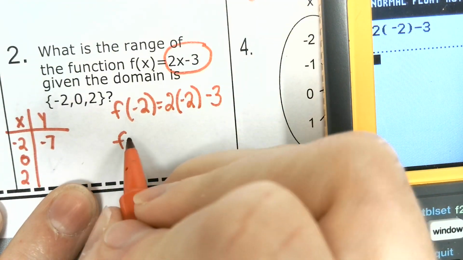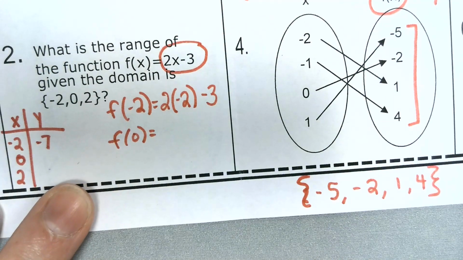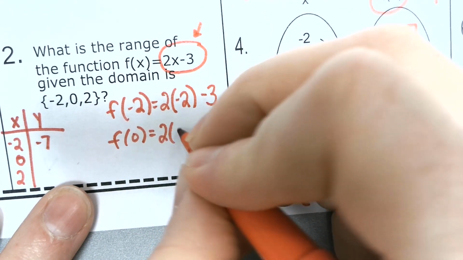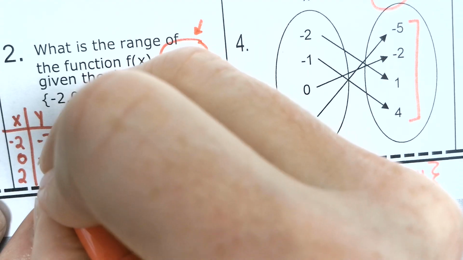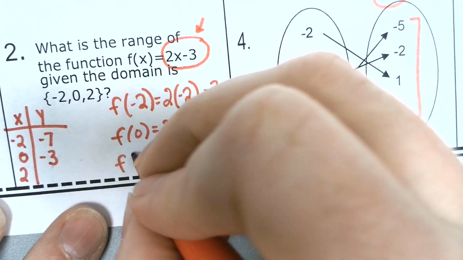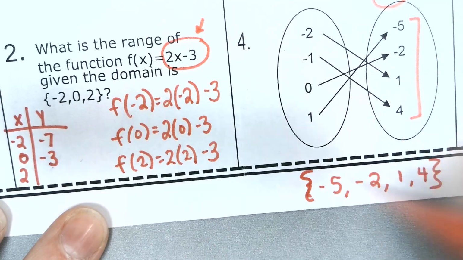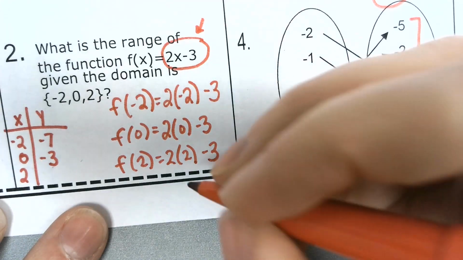So let's do f of 0. Now I'm going to plug in 0 for x on this same equation right there. 2 times 0 minus 3. -3, because 2 times 0 is 0, minus 3 is just -3. Okay, the next one, f of 2. 2 times 2 minus 3. Let's do it in our head. What's 2 times 2? 4 minus 3. 1.